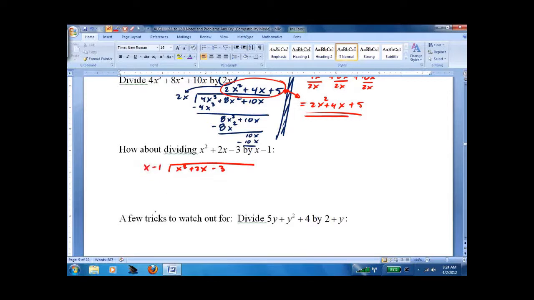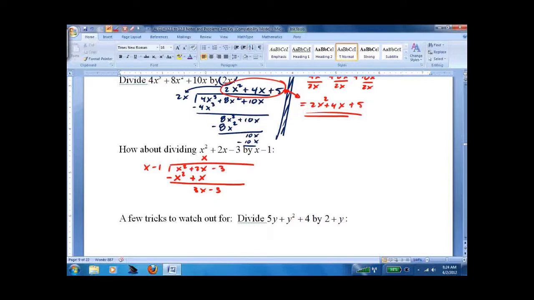Divide by x minus 1. Don't worry about the minus 1. That's just going to come along for the ride. Just focus on the x. How many x's go into x squared? One of them. X times x is x squared. X times negative 1 is negative x. Change the signs. Because remember, we're subtracting. They cancel. They better had, otherwise you messed up.